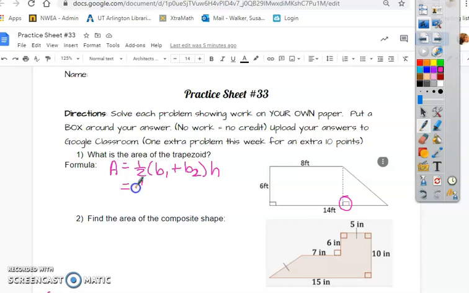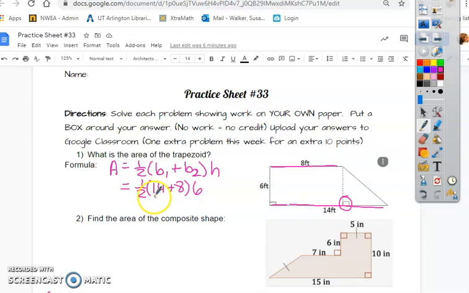So half B1 and B2, these are parallel. So we do 8 plus 14 or 14 plus 8. It does not matter. I'm going to put it in as 14 plus 8 just because I like the way it looks better. And we have a 6. Okay, this is how we find area.